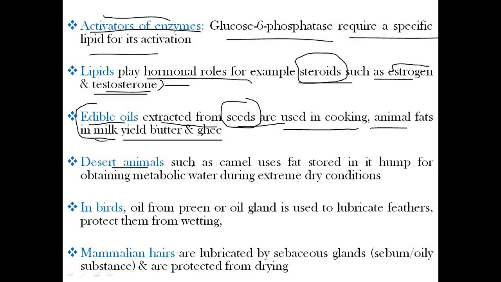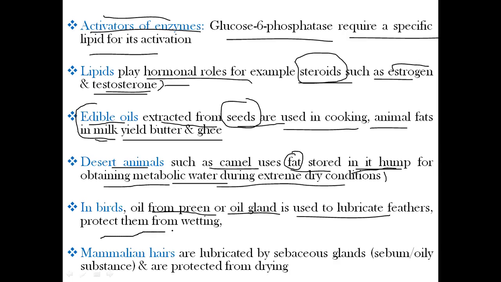Next one is the deserts. Animals such as camel use fat stored in their hump for obtaining metabolic water during extreme dry condition. So in extreme dry condition, camel uses the lipids in the form of fats, which is stored in its hump for obtaining metabolic water. In birds, oil from preen or oil glands is used to lubricate feathers and protect them from wetting. So this is also an important function of lipids.